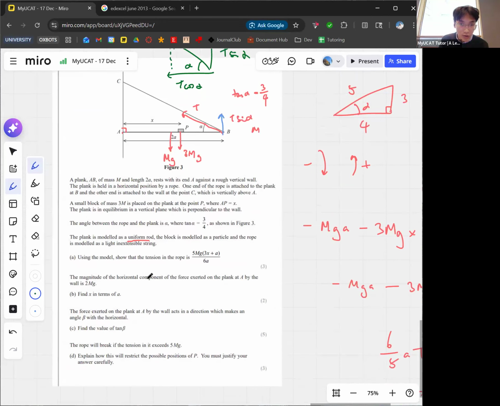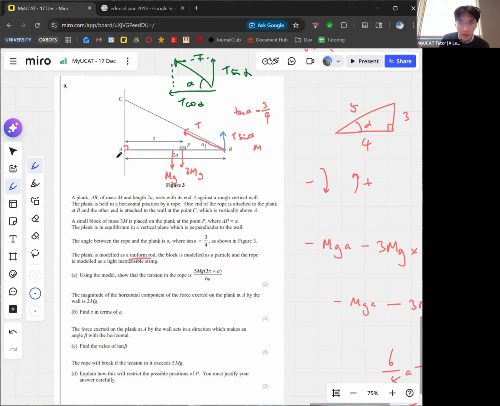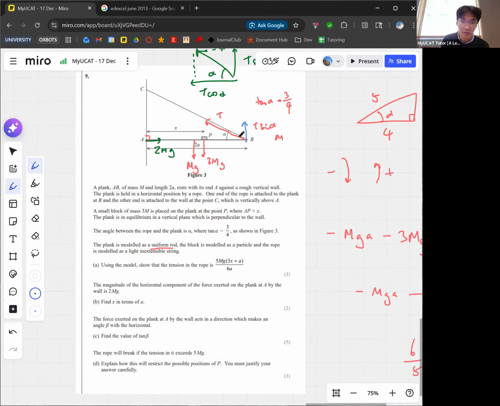Right. Magnitude of the horizontal component at A is 2mg. Yes, indeed, 2mg. Find x in terms of a. At this point, you would want to be thinking about this rod again, and think about what the forces are on the rod.